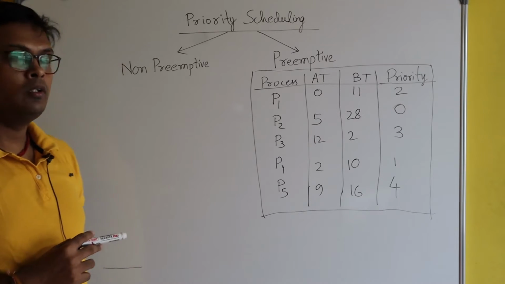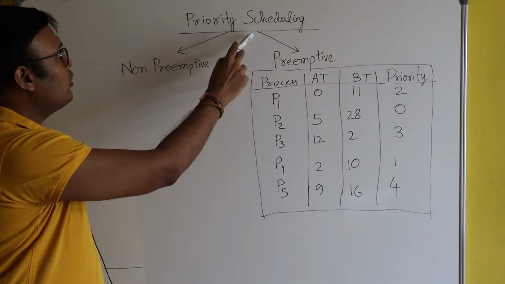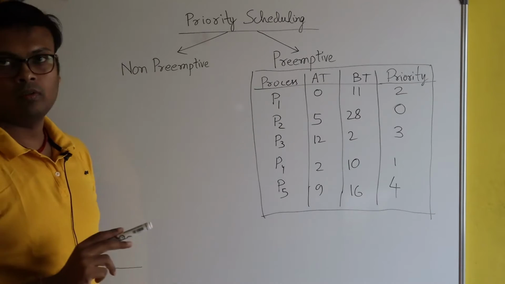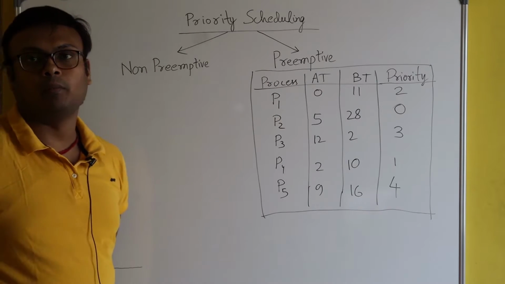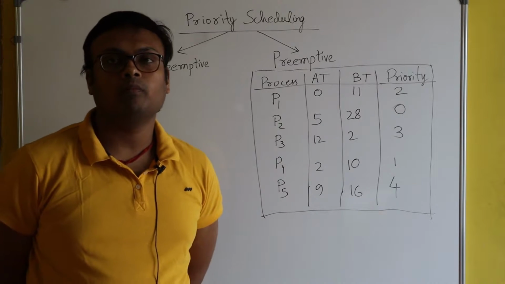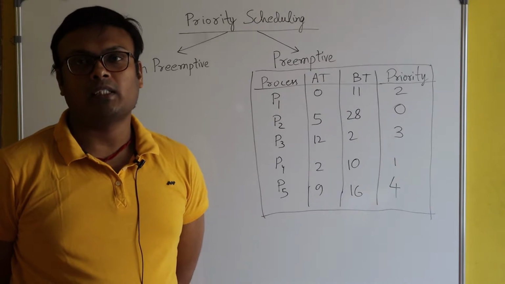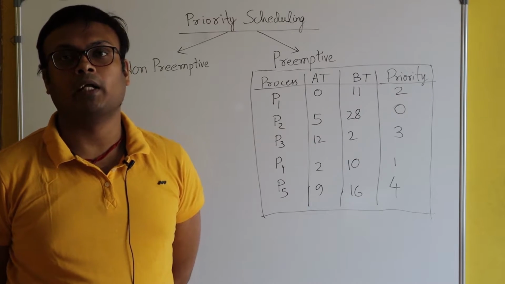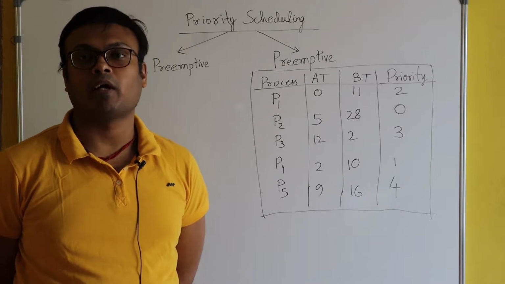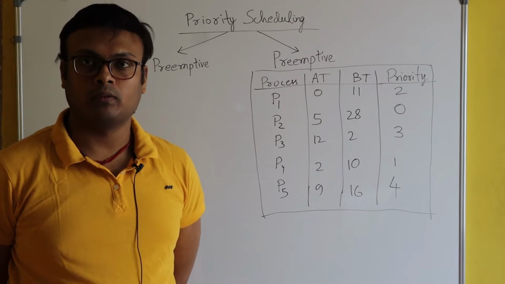As you can see, priority scheduling is divided into two parts: non-preemptive and preemptive. But actually, what is the priority scheduling algorithm? Here, the CPU is assigned to the process on the basis of its priority. On the basis of priority means what? If a process has higher priority, then the CPU will be allocated to that process.